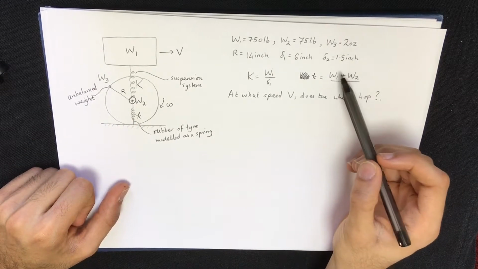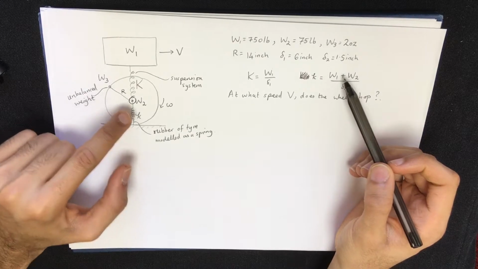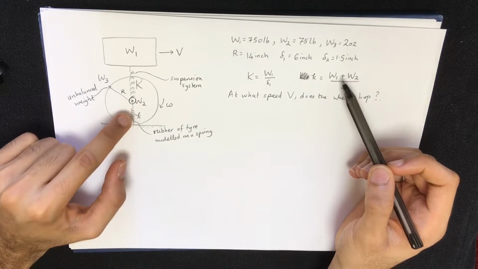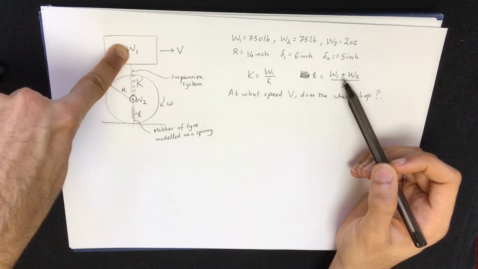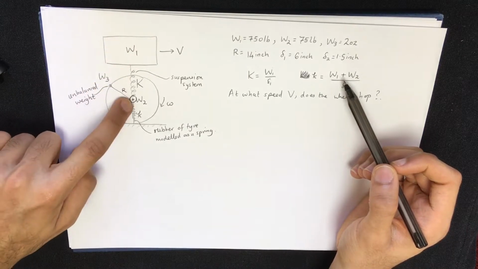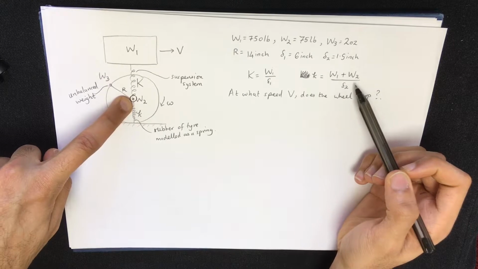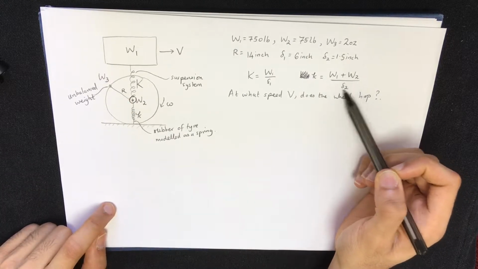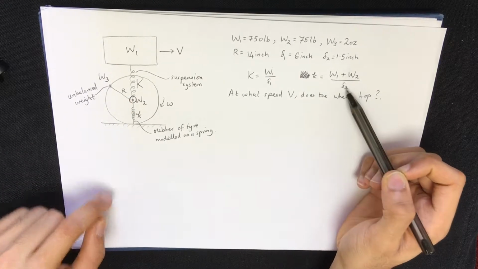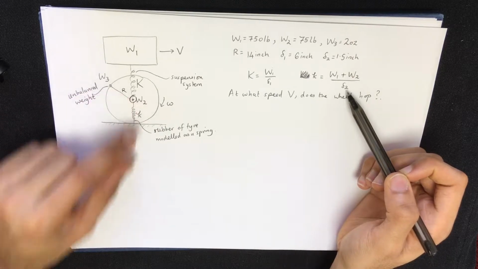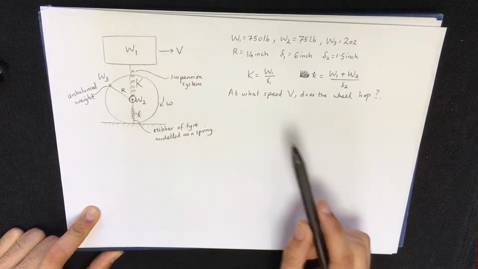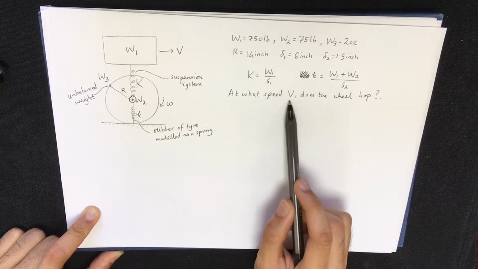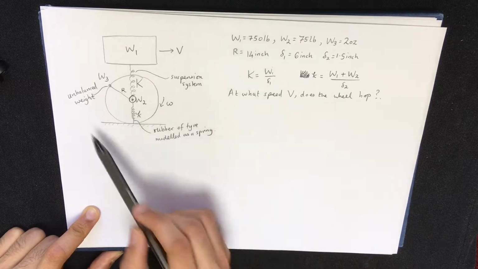In this case, it's equal to the total force acting on this tire, which is the weight of the portion of the car above the wheel plus the weight of the wheel itself, divided by the static deflection of the rubber in the tire. By making these simplifications, can we figure out what speed the entire car needs to travel at in order for the wheel to start to hop?